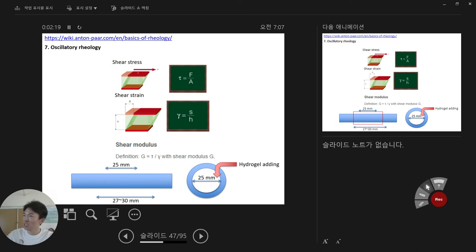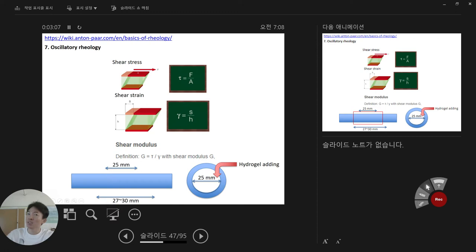And then the definition of the G, so you have to see a lot of G today. G means stress divided by strain. So this G is some kind of modulus, right? So modulus is a stiffness. But even though we say modulus, we cannot say stiffness in this oscillatory rheology. This is not exactly related to the stiffness, it's not direct elastic modulus, but they are similar parameters related to the elastic modulus. I will show you later how you calculate the elastic modulus using the shear modulus.